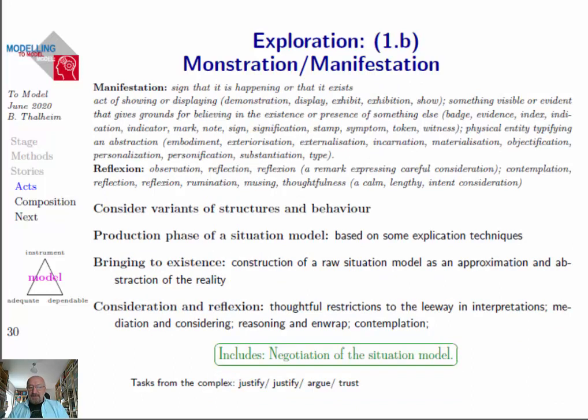In this case we could also consider variants of structures and behavior. We could also produce a corresponding domain situation or situation model in general. And in this case we bring into existence already a pre-model and parts and elements of our model, so that we can construct it in a proper form. We consider and reflect what we want to have, and of course in this case we have to negotiate with our stakeholders, with our community of practice, that the model is really properly going to be developed.